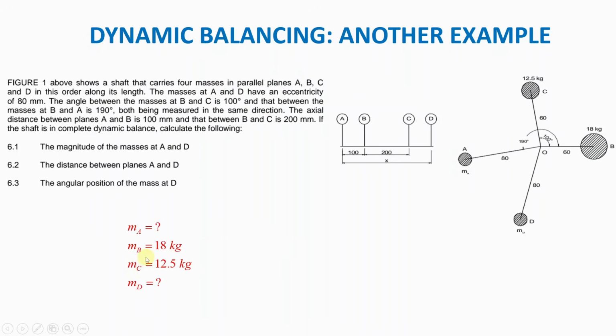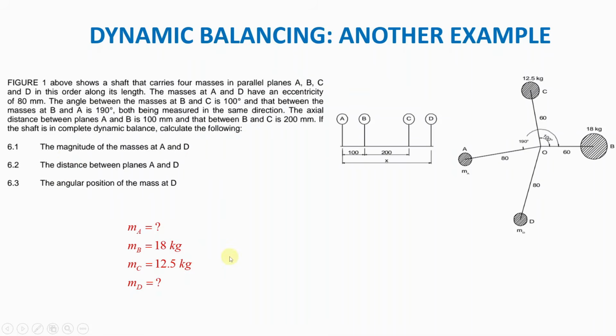So here what we are given, we are only given the mass at B and at C. These are given in the question. The mass at B, you can see it here, 18 kilograms. The mass C, you can see it here, 12.5 kilograms. But mass A is not given, so that's why we have a question mark, and mass D also is not given. In fact, in the first question, that is what we will have to find.